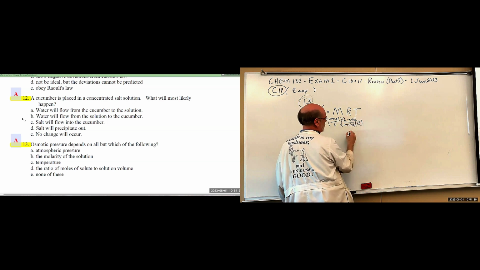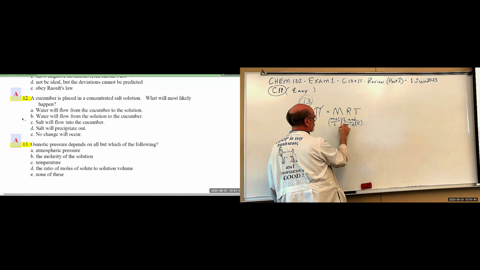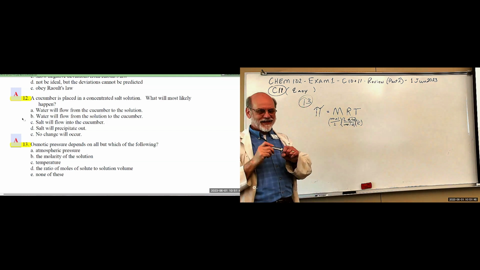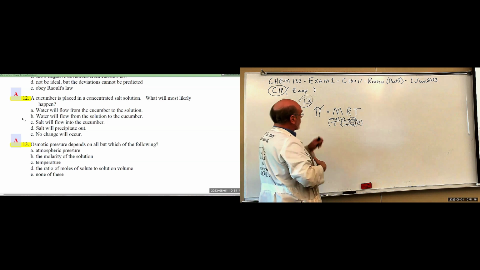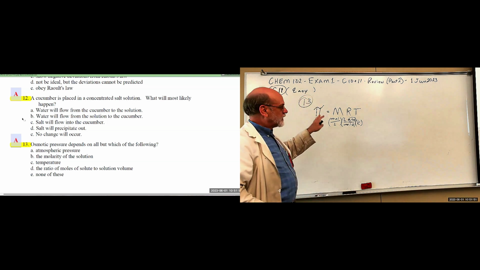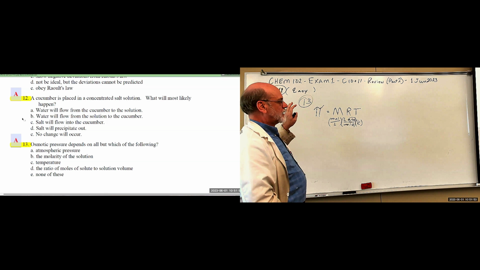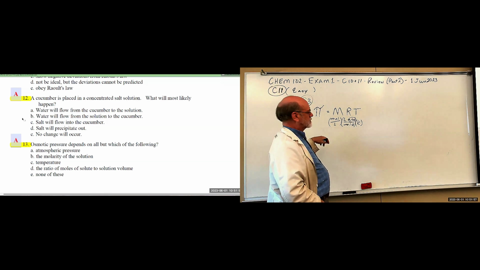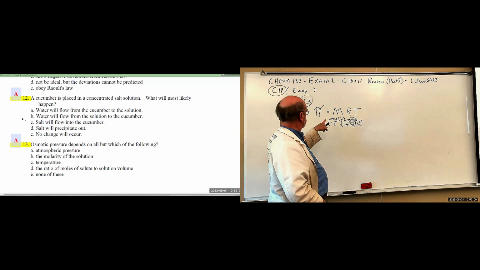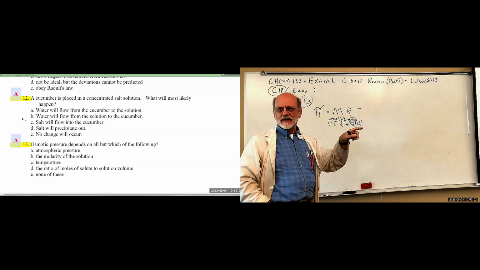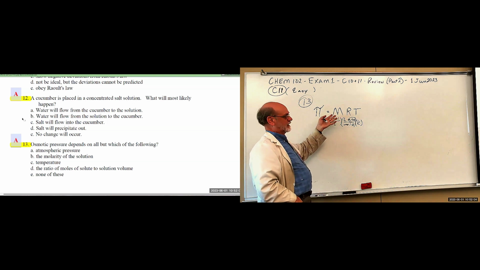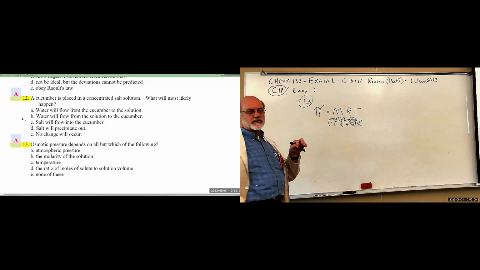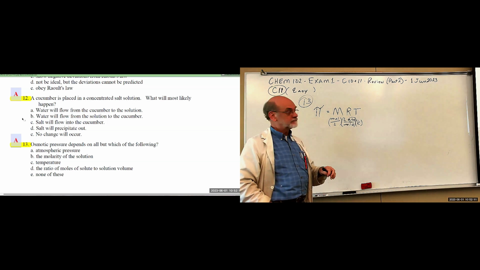Right? So the K's cancel, moles cancel, liters cancel, equals atmospheres. Okay, we're good. Just had to check myself. Okay, so if that's the formula, osmotic pressure depends on all but which of the following? Atmospheric pressure. Is there atmospheric pressure in there anywhere? No, there's no pressure term in here. Right, so that's it. Atmospheric pressure does not have an influence at all on osmotic pressure.